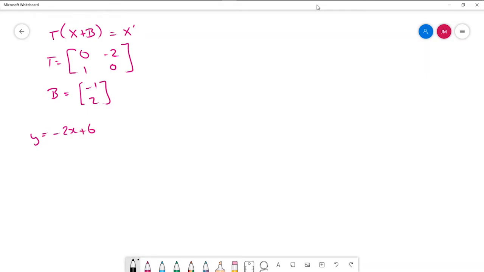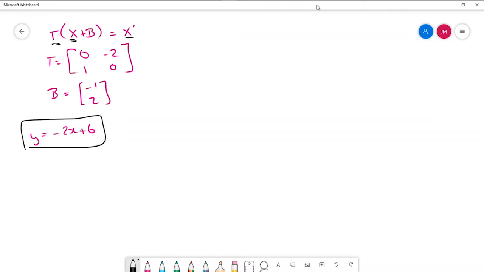We've got the transformation matrix outside here is multiplying the original matrix, and that represents this equation here, y equals negative 2x plus 6. And you can see inside the brackets we're plussing B and then all of that equals the new image for x, or the new equation. And the question is asking us to find the equation of this straight line once it's undergone those transformations.